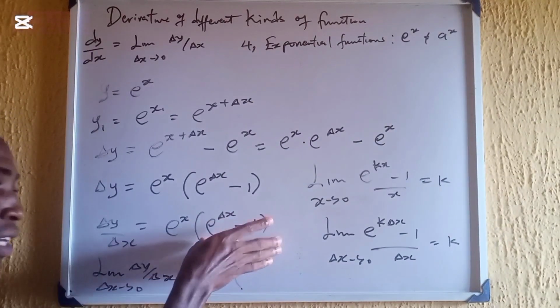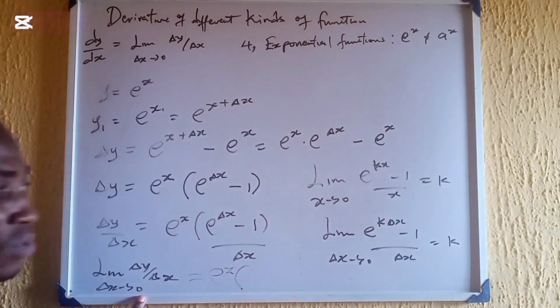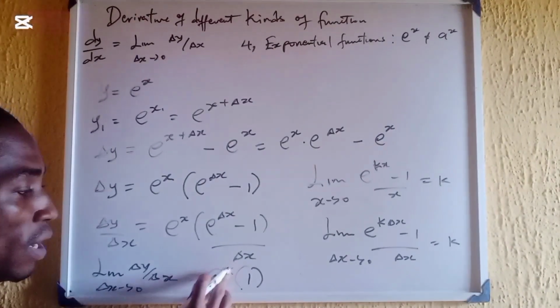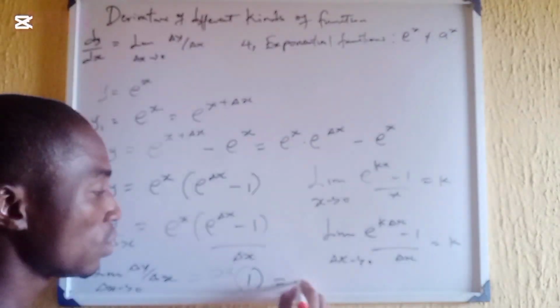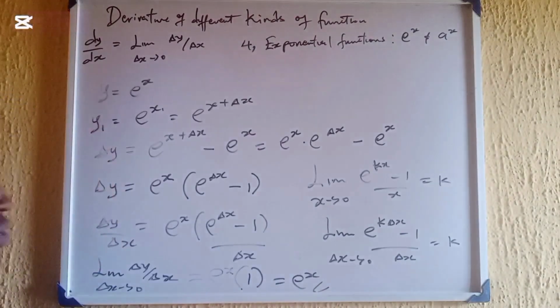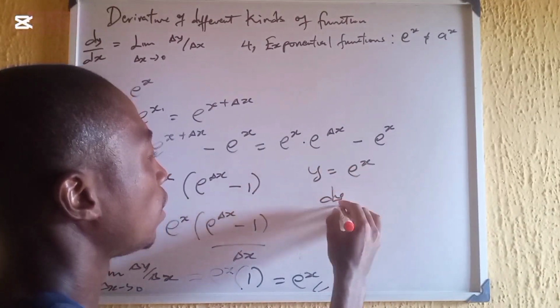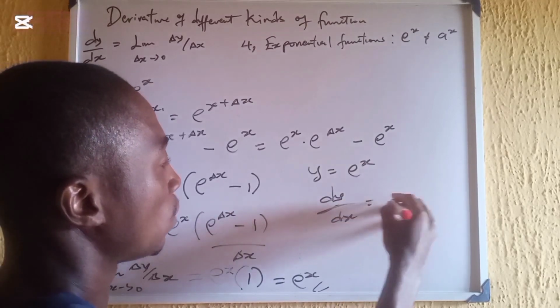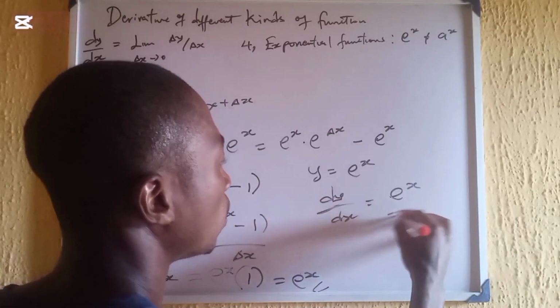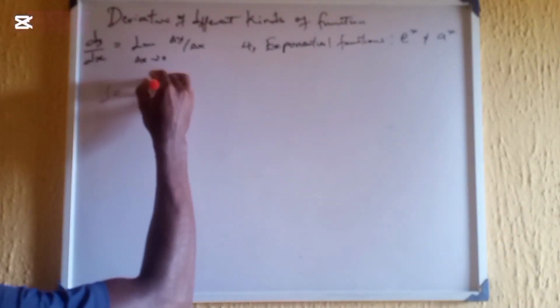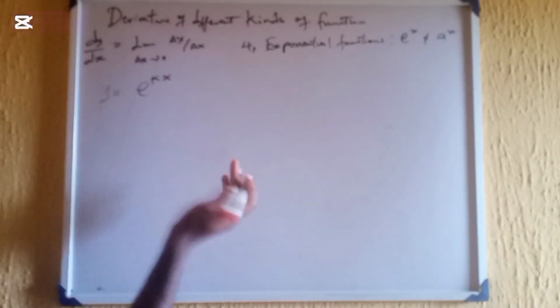So that means when we take the limit of this function as change in x tends to 0, we'll be getting what? 1. So we'll be having e to the power x into 1, and that gives us e to the power what? x. So if y is equal to e to the power x, dy dx is equal to e to the power what? x. Now the question will now be, what if we have e to the power kx? We'll just do the same thing.